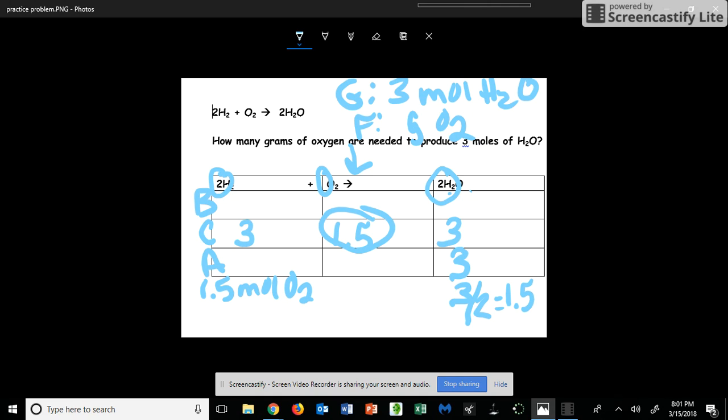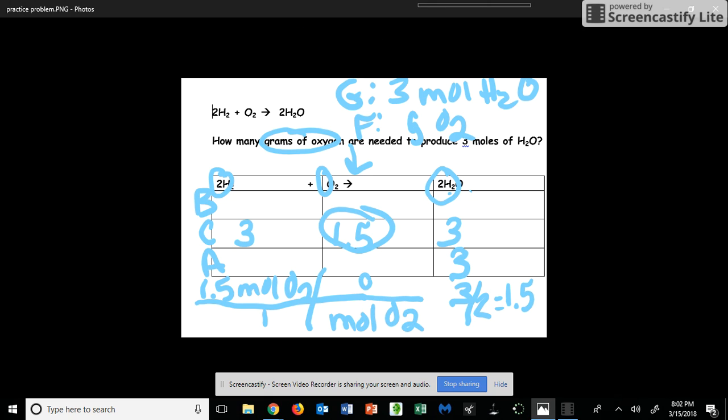But from our find, and when we read the problem, we don't want moles of oxygen. We want grams of oxygen. So you will have to convert. So you would take your 1.5 moles of oxygen, put it over 1, draw your lines, drop your words, put where you're going up top, grams of oxygen. And from class, if you recall, there's always a 1 wherever the mole is at.